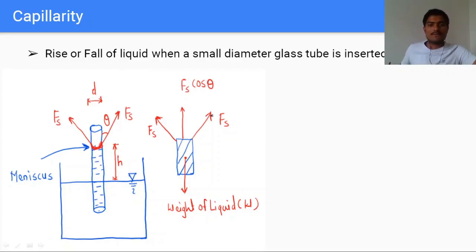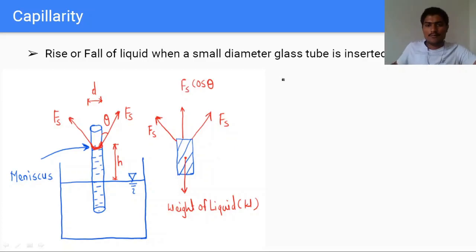This is the surface tension force, which is pulling the water upward, but it is acting in this direction. If we resolve this surface tension force, the vertical component will be Fs cos theta, since theta is the angle with the vertical. This theta is called the angle of contact or wetting angle. So the vertical component will be Fs cos theta.